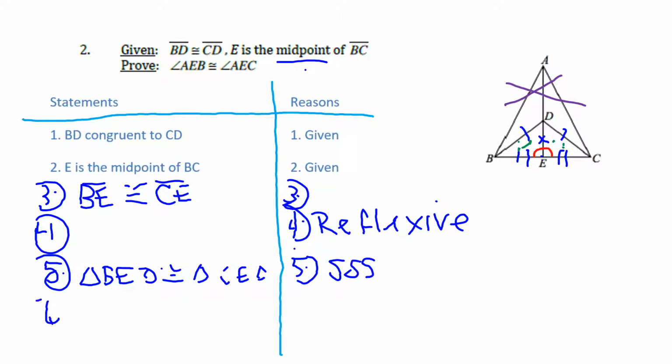And number 6 is trying to prove that corresponding parts of those two congruent triangles are congruent. And we learned a way to do that in the last lesson, and it was CPCTC. Corresponding parts of congruent triangles are congruent. So you can use that for number 6 here.